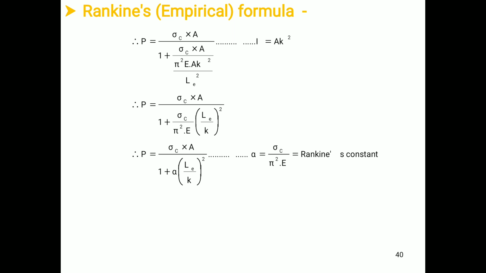After making simplification and mathematical arrangement, and after considering the value of the Rankine constant, we get the final equation by the Rankine formula: P is equal to sigma c into area divided by 1 plus alpha into (L effective upon K) whole square. Here alpha is the Rankine constant, and it is given by sigma c upon pi square into E. This value of alpha depends upon the type of material. For different materials we will get different values of the Rankine constant.